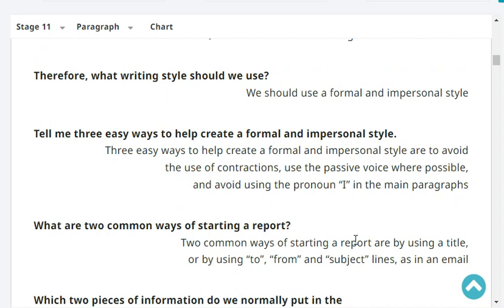Therefore, what writing style should we use? We should use a formal and impersonal style. Very good.